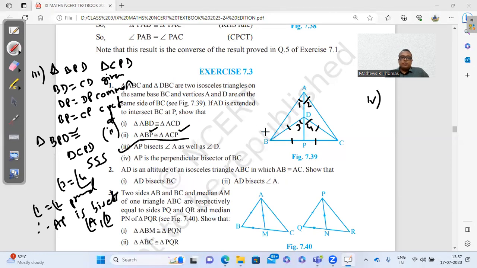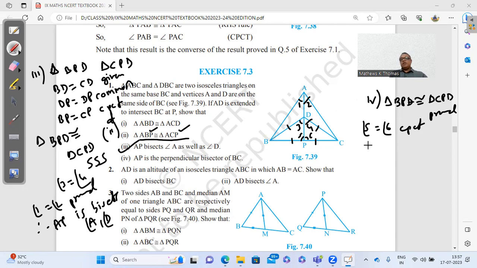Now, fourth part, we have to prove AP is the perpendicular bisector of BC. So bisector we have already proved, BP equal to CP. Now we have to prove it's perpendicular. So we can number this 5 and 6. We had already proved that these two triangles are congruent. Which triangles? BPD and CPD. BPD is congruent to CPD, proved. We have already proved this. So 5 and 6 are equal by CPCT.